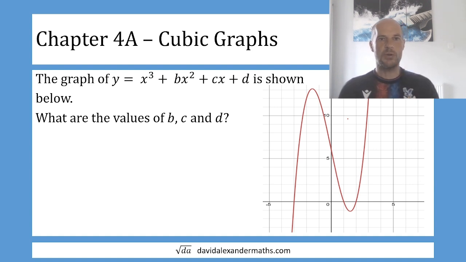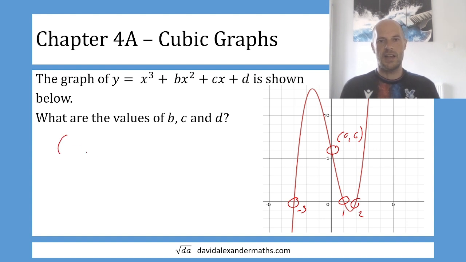The graph of y equals x cubed plus bx squared plus cx plus d is shown below. What are the values of b, c, and d? Okay, so what we can see is that it's cutting through at 6, so we've got the coordinate 0, 6, and the most important thing is the x-intercepts. So here we've got -3, here we've got +1, and here we've got +2.